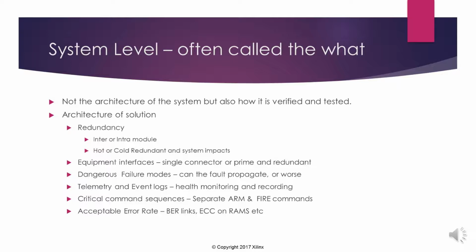So we also need to look at this electronic system level. We need to look at the equipment interfaces, whether we have a single connector or multiple primary redundant. As I mentioned, we need to look at the dangerous failure modes and whether that failure can propagate, such that it can't propagate outside the unit and it can't have a knock-on effect outside the unit. We need to look at what sort of telemetry and event logging we're going to do, such that we've got the health monitoring. And we need to look at critical applications and critical command sequences as well, to ensure that we can't inadvertently issue the wrong command. And for things like links, we need to look at the acceptable bit error rates and whether we need to put things in there like error correcting data on RAMs and on configuration memory.